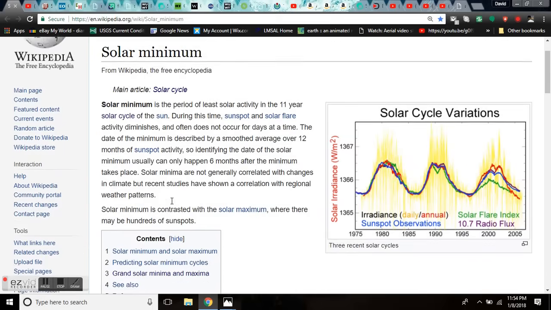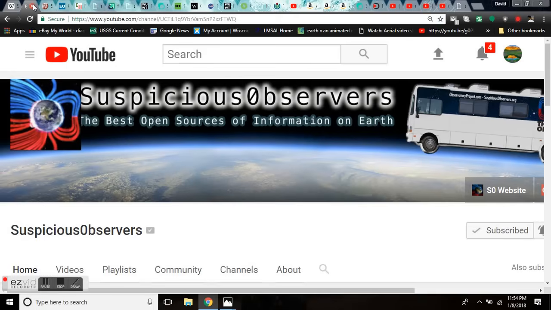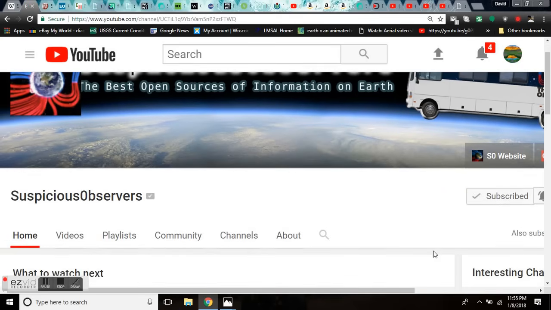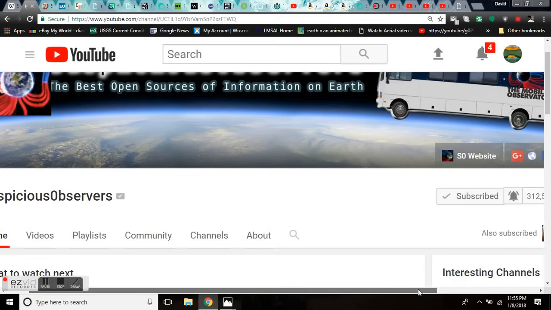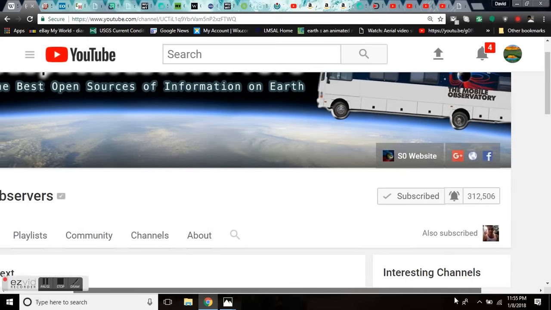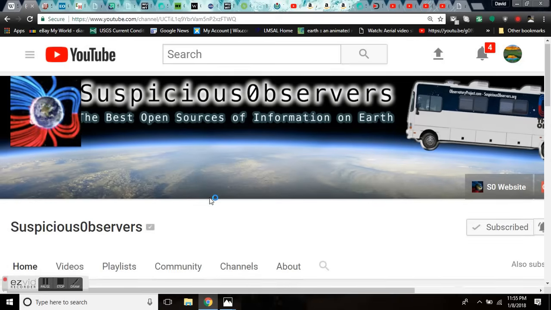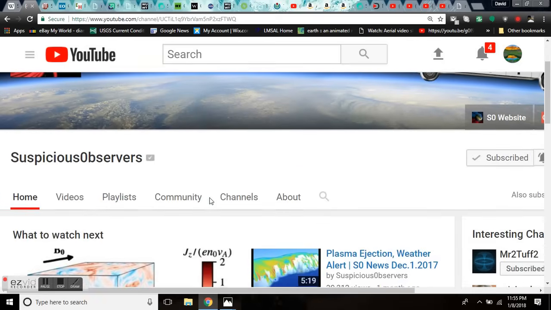These solar cycles, a lot of activity and a lot of study has happened in the last few decades. And we have lots of information from cosmology and plasma physicists and people looking at the sun. There's lots of information, lots of papers. There is endless amounts of work. And a good place to start is with Suspicious Observers.